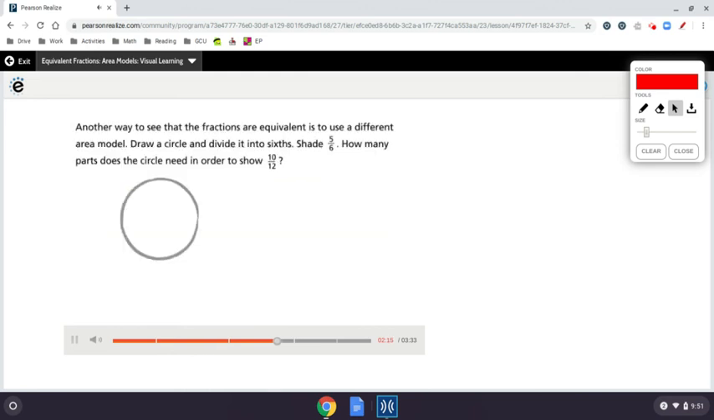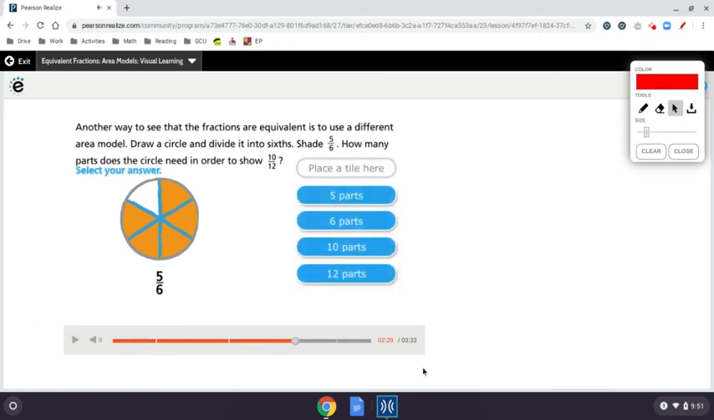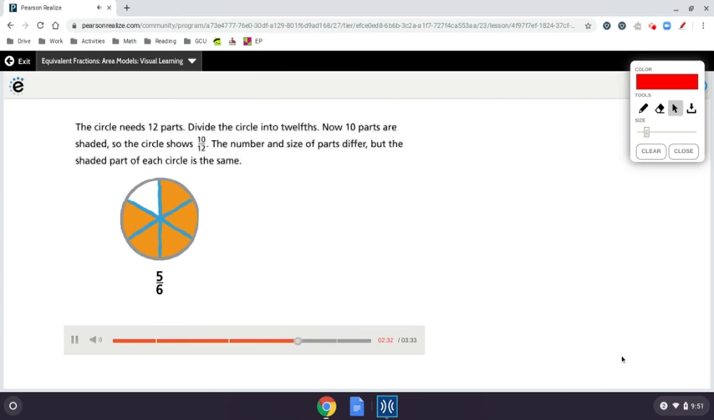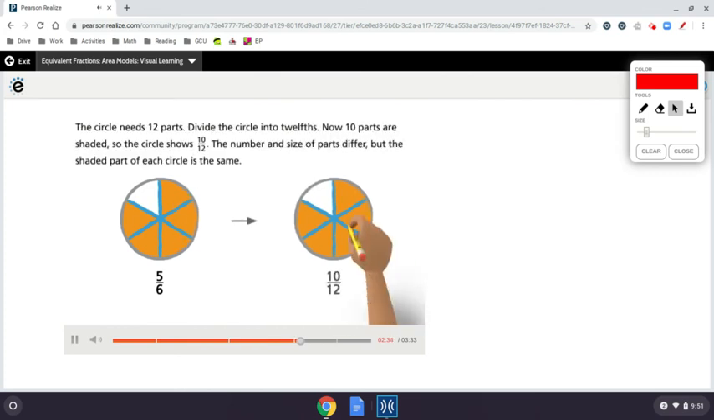Another way to see that the fractions are equivalent is to use a different area model. Draw a circle and divide it into sixths. Shade 5/6. How many parts does the circle need in order to show 10/12? Select your answer. So for 10/12, I know that 12 is how many pieces will make up my whole, so that's how I know 12 pieces are needed. The circle needs 12 parts. Divide the circle into twelfths. Now 10 parts are shaded, so the circle shows 10/12.